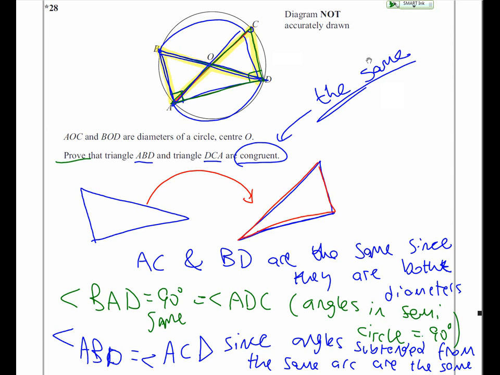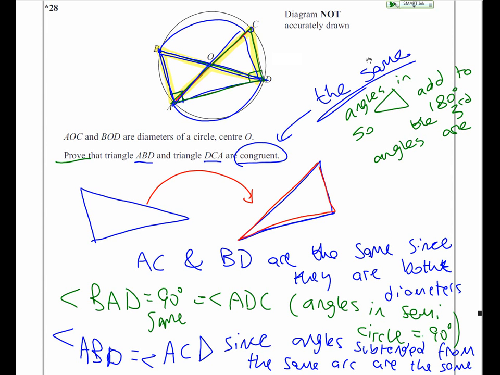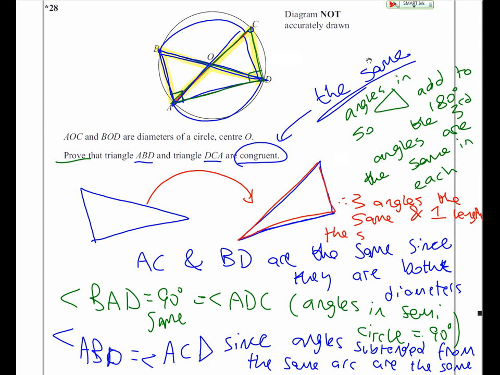Okay, now if you've got a triangle, so angles in triangle add to 180 degrees. So the third angles are the same in each because they've got to add up to 180 in total. So the final point that we're going to say, three angles the same and one length the same, therefore congruent. That proves it.